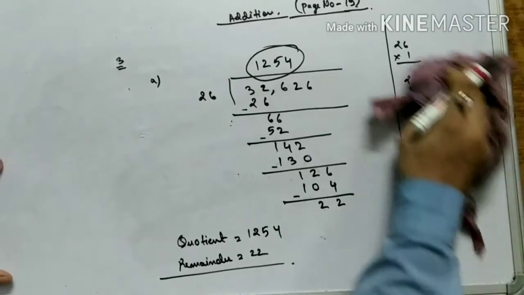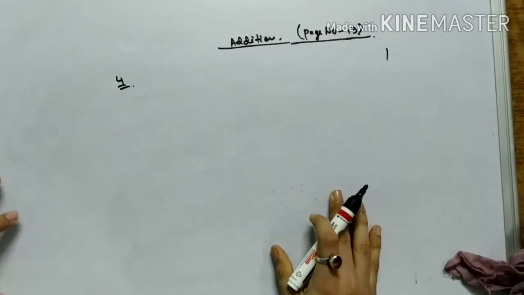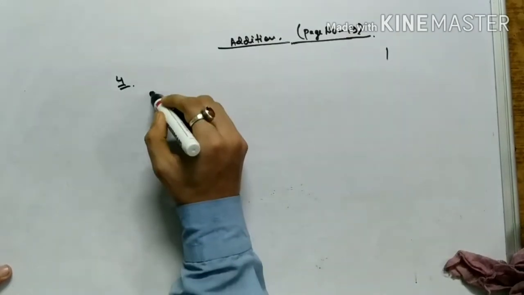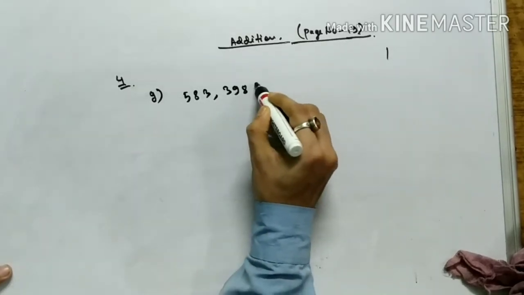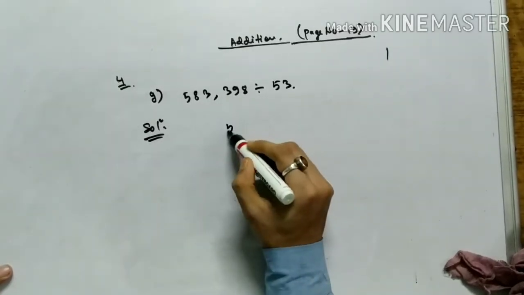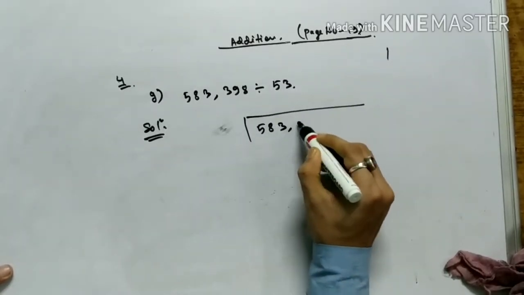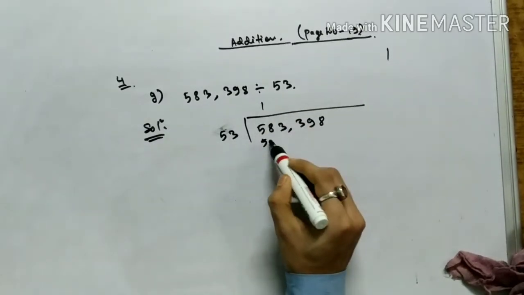Okay, so next I will go to type 4. Let us do some long divisions here. Write the long division form and find the quotient and remainder. Okay, long division and find the quotient. In here, let me check number G I will do. Okay, number G, 583398 divided by 53. Okay, so this one you see now. Let me write it nicely. 583398 divided by 53.